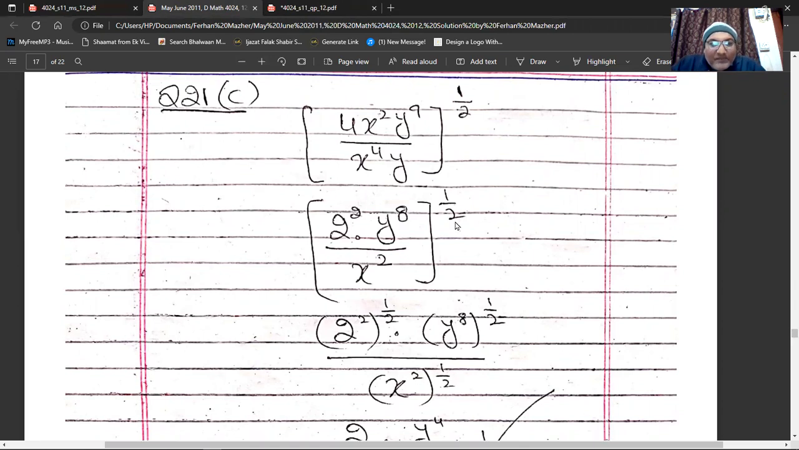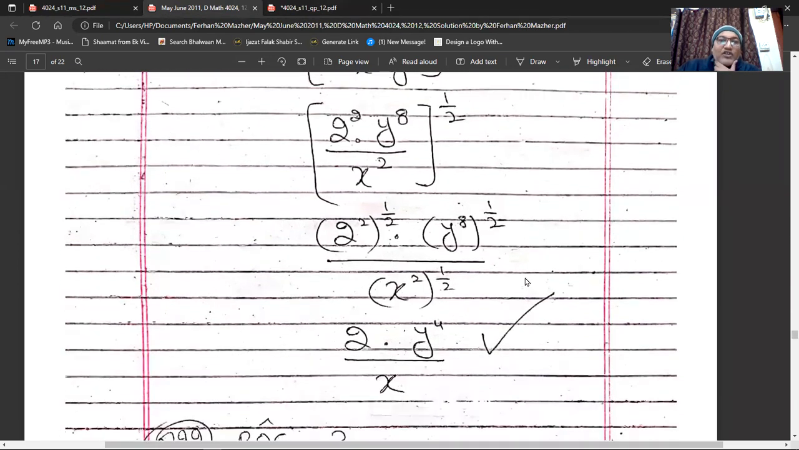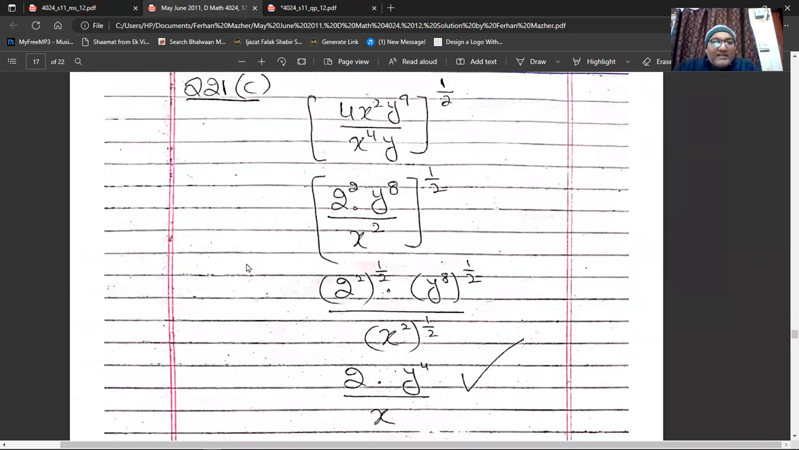So now give this 1 by 2 power 2, all of them. So 2 squared raised to power 1 by 2, y raised to power 8 raised to power 1 by 2, x squared raised to power 1 by 2. The power of the power multiplies, so this is cancelled. So you will have 2 raised to power 1. This and this will be cancelled, so you will have y raised to power 4. This and this will be cancelled, so you have x raised to power 1. So your final answer is 2y raised to power 4 divided by x.